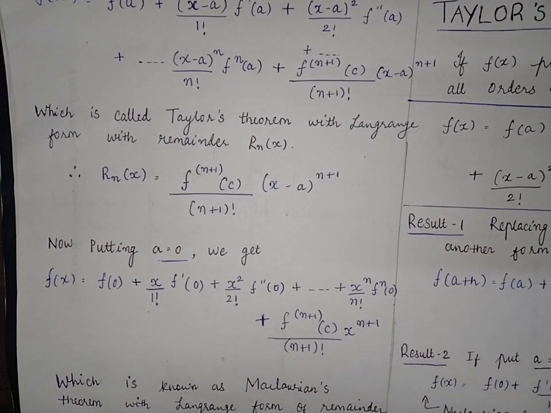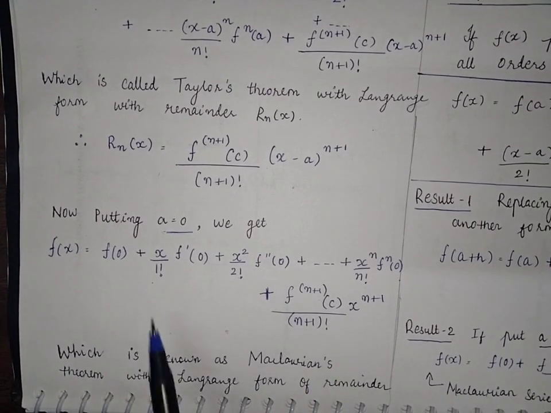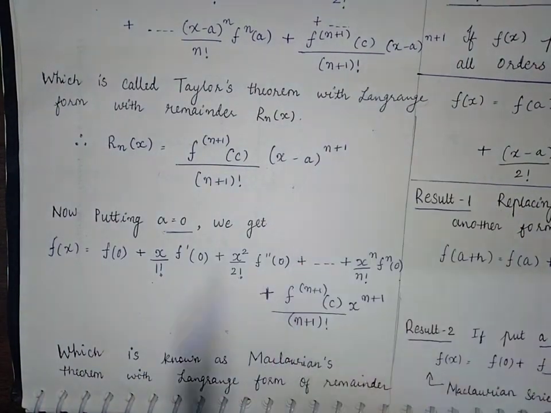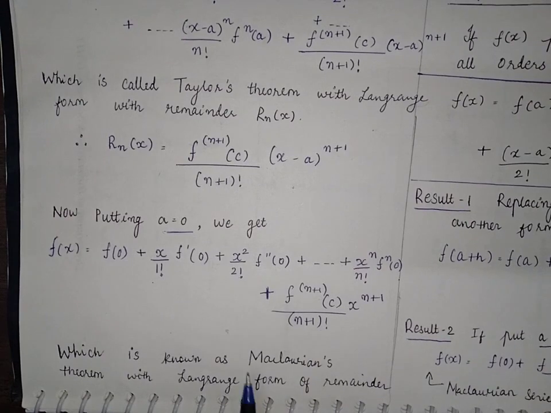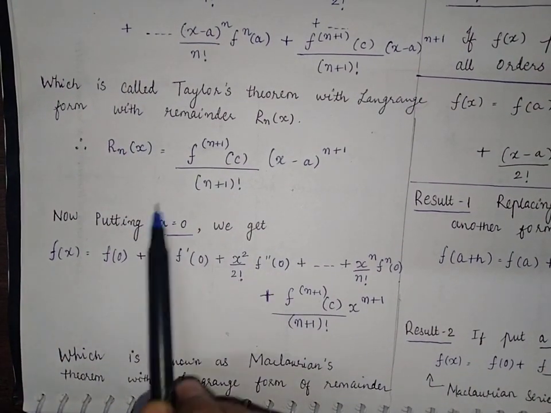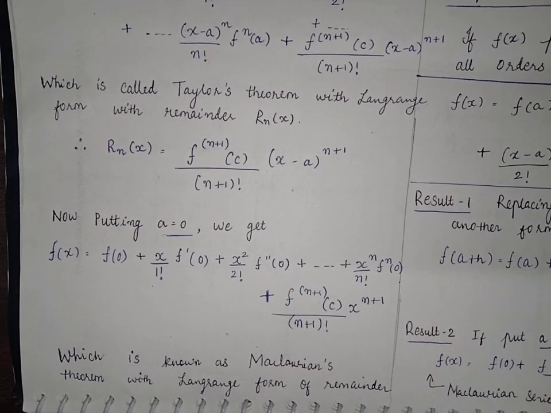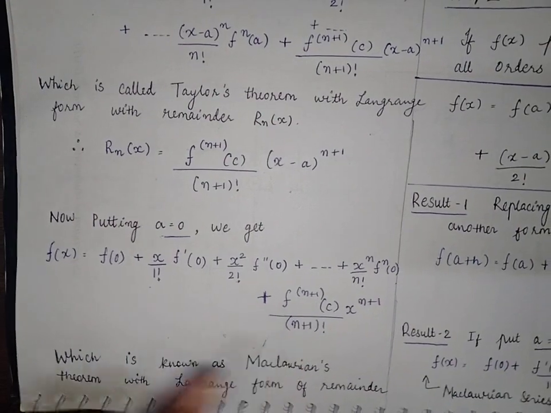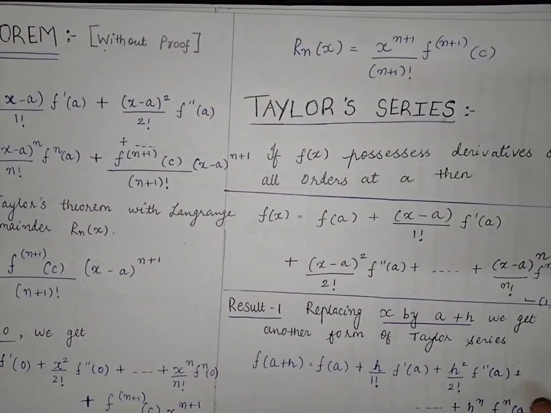Whenever we put a equal to 0, the series we get is called Maclaurin's theorem or Maclaurin's series, okay. So this was the Taylor series and this was your Maclaurin. This is the Taylor theorem and this is the Maclaurin theorem. Whenever we put a equal to 0, we will get the Maclaurin theorem, okay. And again the remainder here is this term.